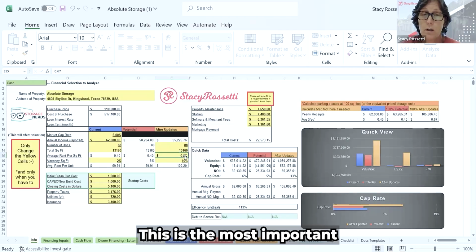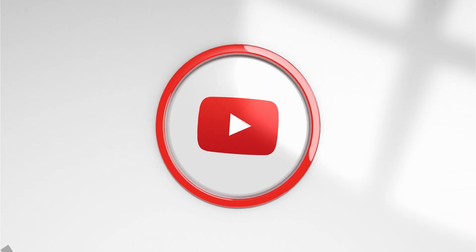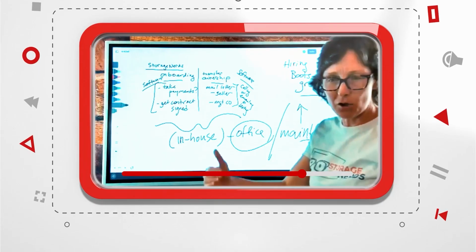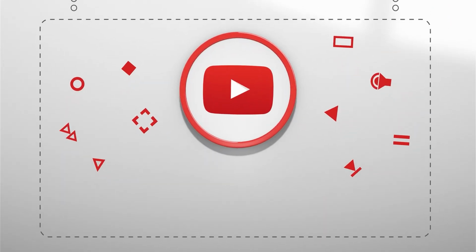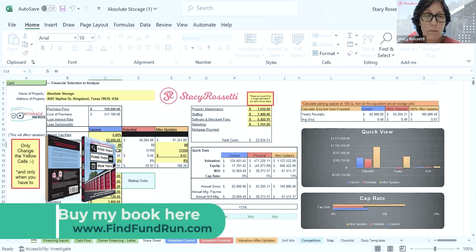This is the most important number of all the numbers, this 0.67. But you really do need the annual income, the number of units, the total square footage, and the vacancy. Okay. That's kind of like, that's it.